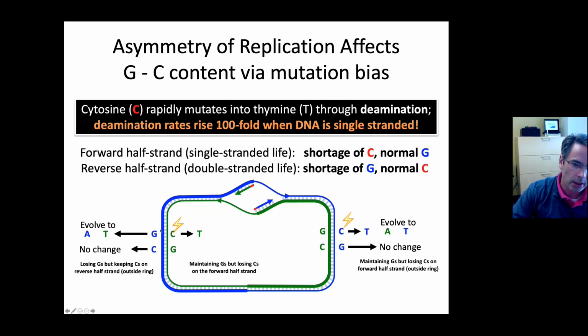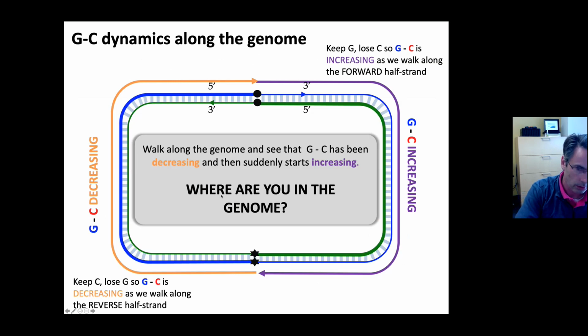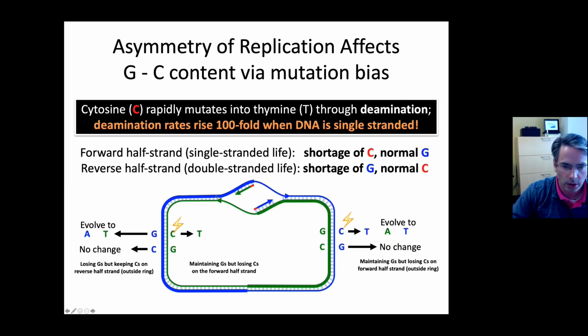If we look at the other side over here, because replication is going in both directions, now the blue strand is going in the direction of the polymerase, and so the G's are actually fine, but it's the C's on the green strand. Because over here green is the lagging strand, and so the C's on the green strand are getting converted to T's. Okay, and then the C's over here are not changing.